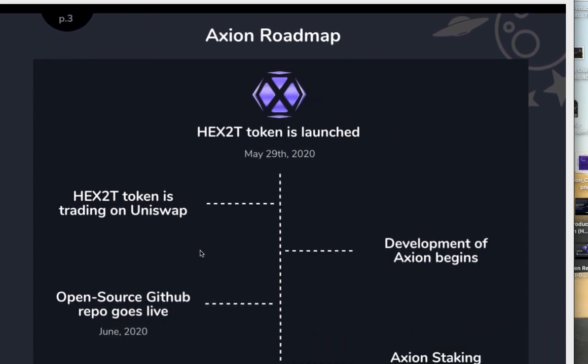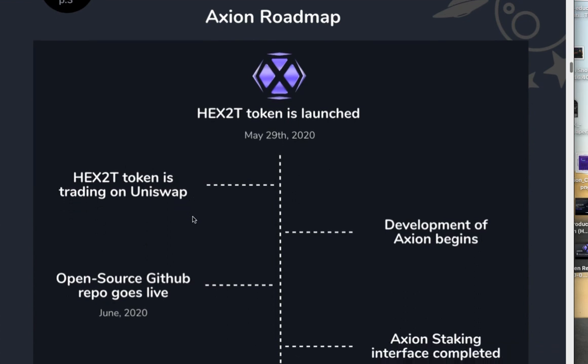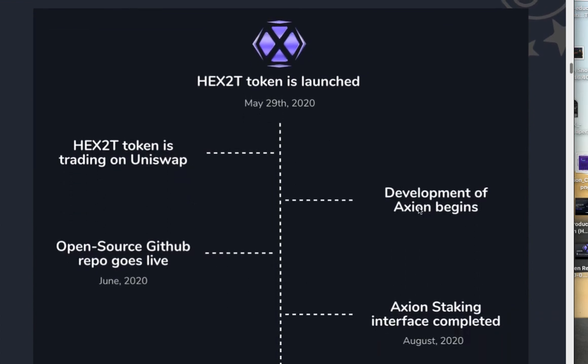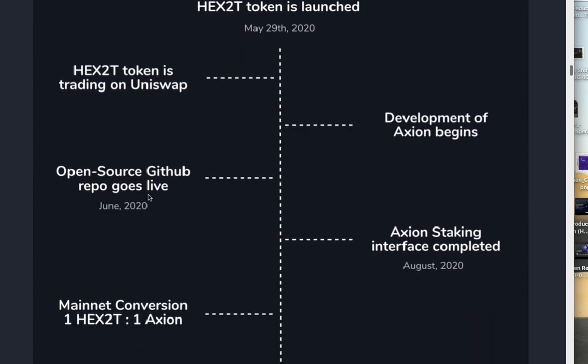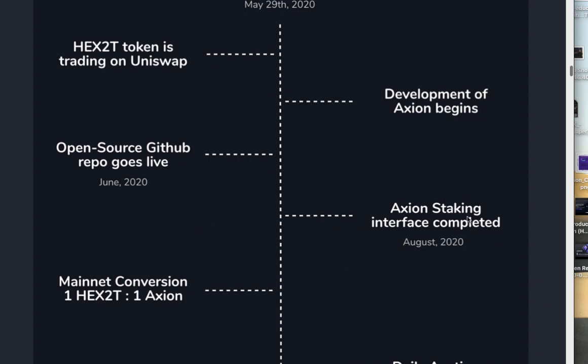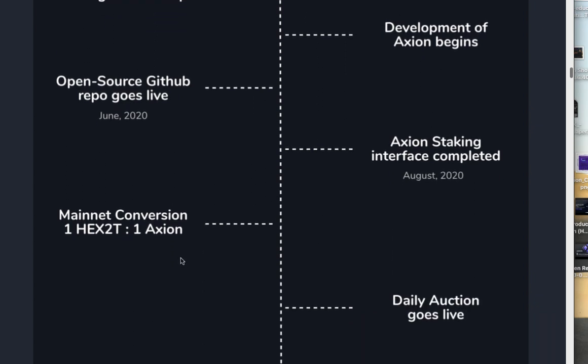X2T token is launched, so May the 29th, 2020. X2T token was swapped on Uniswap, so that's where you can buy it right now. I'll leave the link below in this video description. Development of Axion begins, and then open source GitHub repo went live on June 2020. Obviously we're in September now. Axion staking interface completed, so August 2020 that was completed, so that's last month.